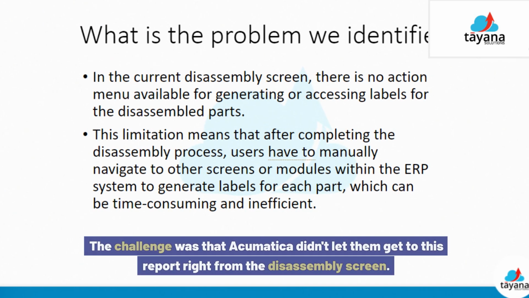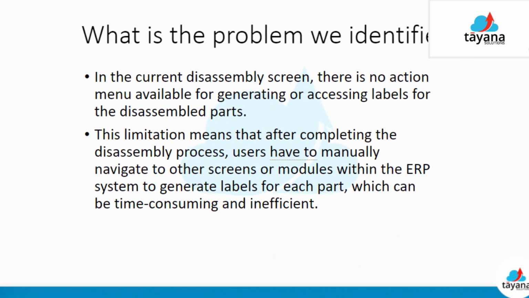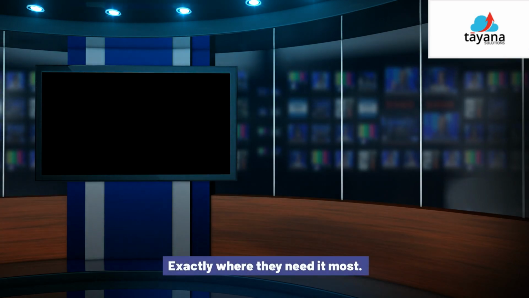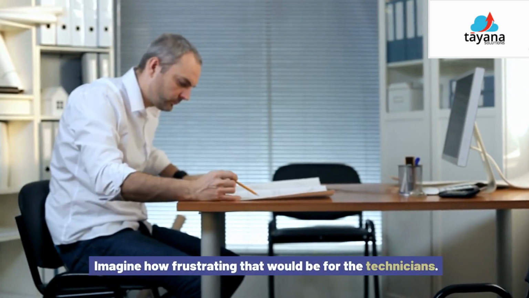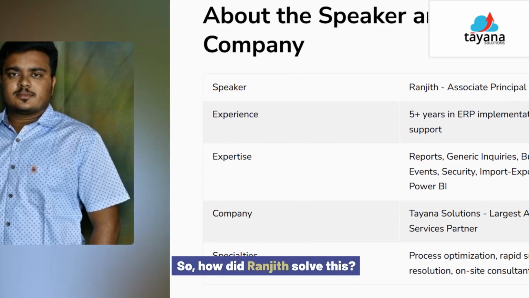I see. The challenge was that Acumatica didn't let them get to this report right from the disassembly screen, exactly where they need it most. Imagine how frustrating that would be for the technicians. Oh, yeah, for sure. That's a pain. So how did Ranjith solve it?